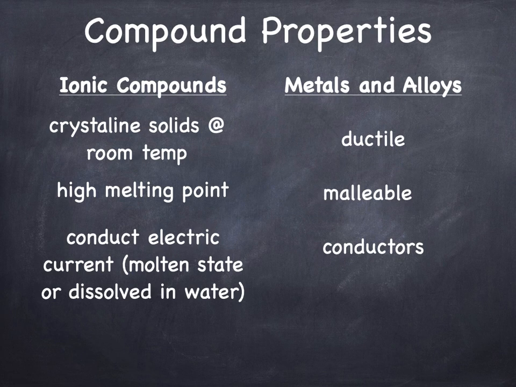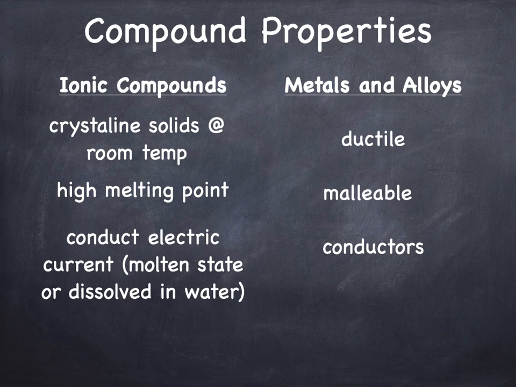Metals are typically solids at room temperature, much like ionic compounds. They have three primary properties that we assign to them: ductile, malleable, and that they're good conductors of electricity. Again, an ionic compound can conduct when it's in either solution or its liquid form. It's not going to conduct as a solid because there's no way for charge to move around.